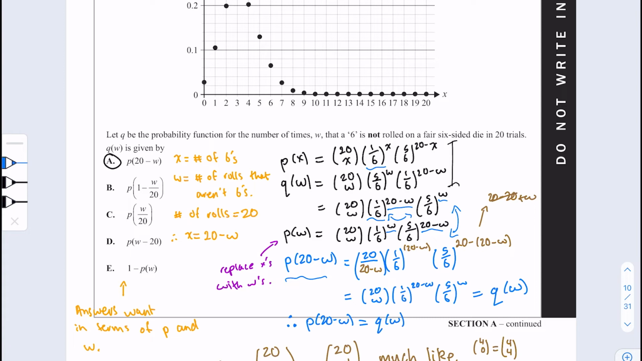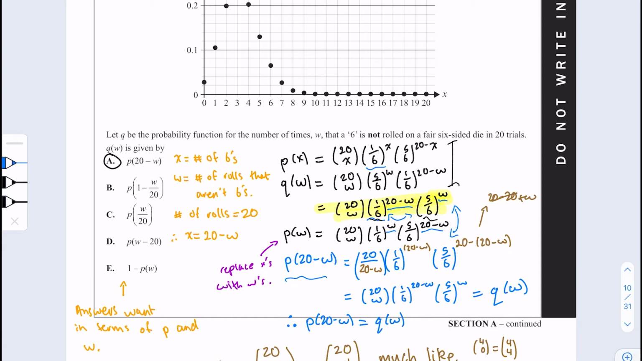And then since we want to look at how we can change, because the answers want to be in terms of P and W, you can see all of these answers are in terms of P or W. So we want to see how close we can make P of X and Q of W, so we know how to get Q in terms of P, because that's what we want. We want Q in terms of P because the answers over here are in terms of P. So we rearrange Q so the 1/6 is here and the 5/6 is here so we can see it better. And then we end up with this.